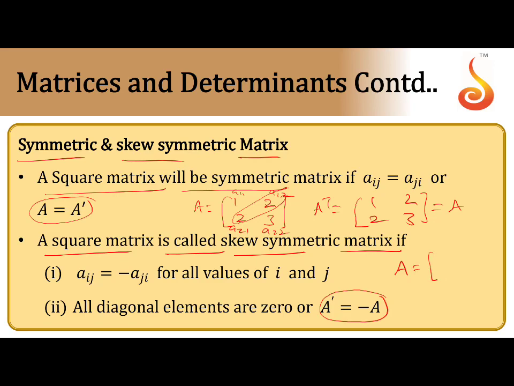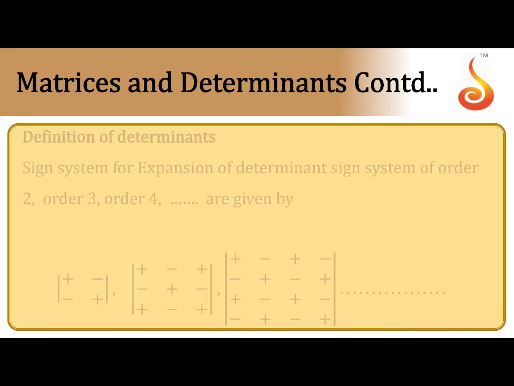For example, I will take 0, 2, minus 2, 0. If you take A transpose, 0, minus 2, 2, 0. But it's not equal to A. But A is what? 0, plus 2, here minus 2. Taking minus common, 0, plus 2, minus 2, 0 comes here. So that means this is equal to minus A. A transpose equal to minus A. Then what do you call it here? It is a skew symmetric matrix. I hope this is clear. So if A transpose equals A, it is symmetric. If A transpose equals minus A, it is a skew symmetric matrix. So clear this one. Next.